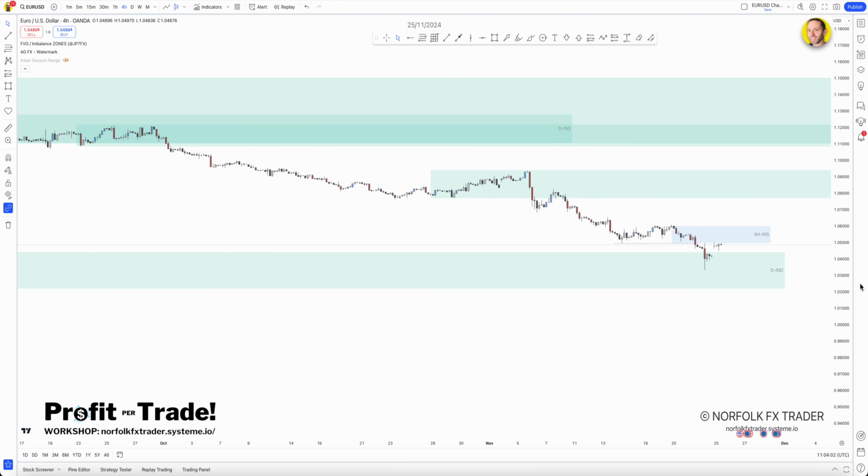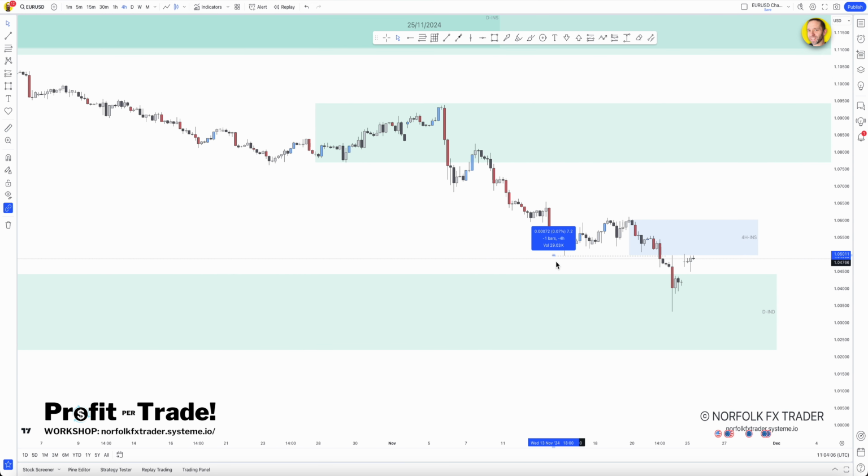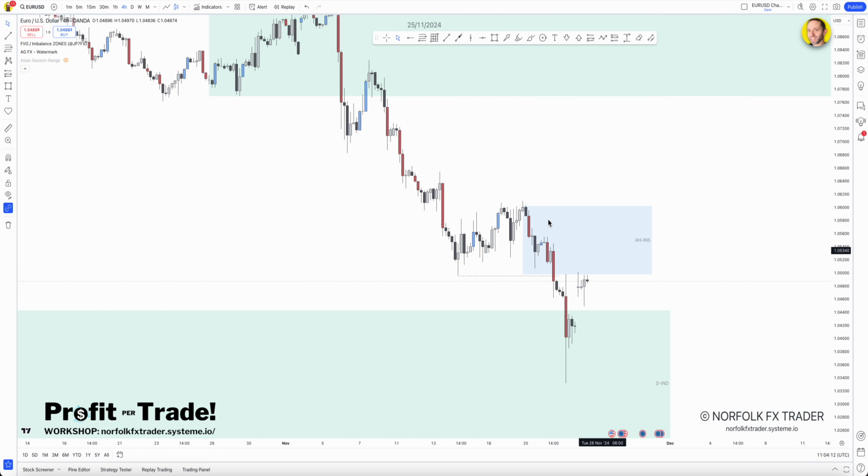So now we're on our 4-hour time frame, and potentially what we're looking for now is a pullback into this area. Now the market is pulling back towards this area of 4-hour internal area here. So mark this off, this previous high. We got that from a daily candle.